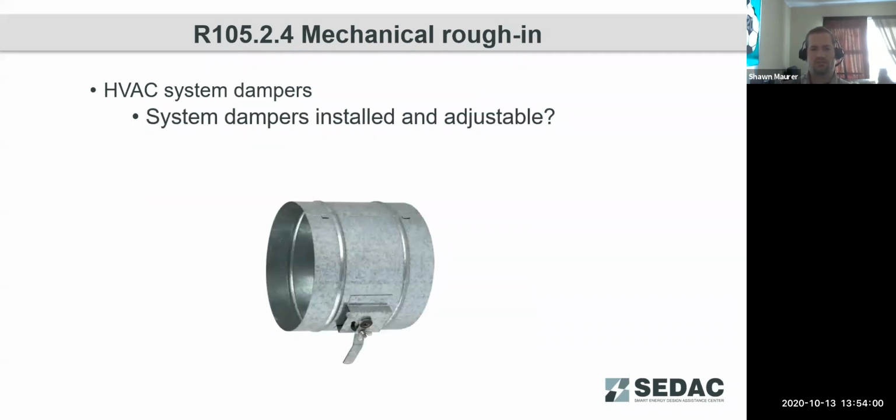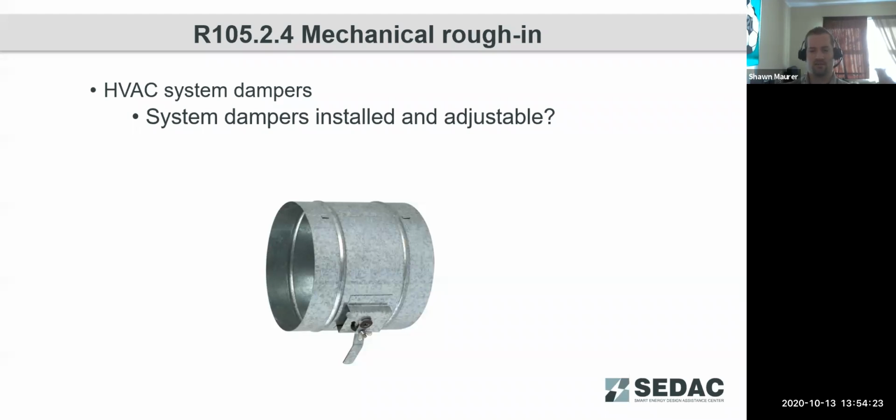HVAC system dampers. Are those dampers installed and adjustable? There's a couple of different places where you'll see dampers. Again, as I noted before, if you've got a supply ventilation system where you're bringing in fresh air, it's coming into the return and being supplied to the air handler, and you're generating positive pressure in the building.